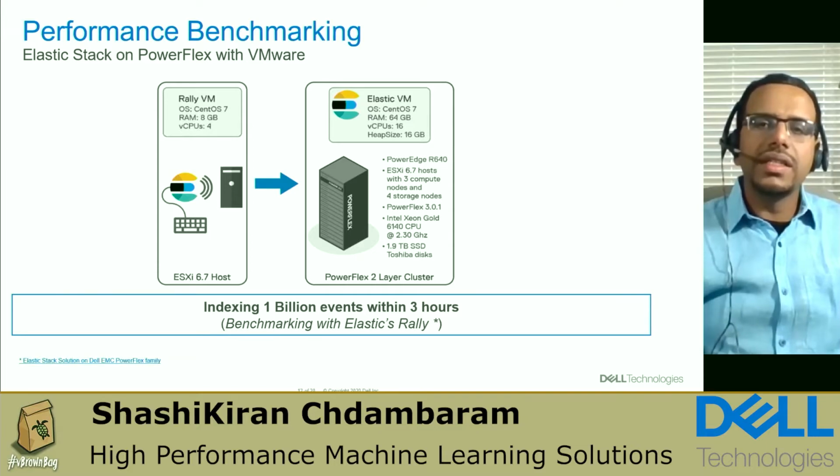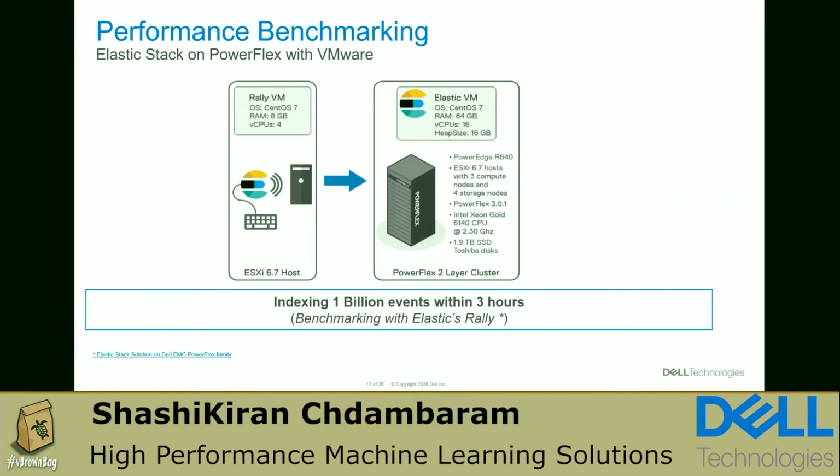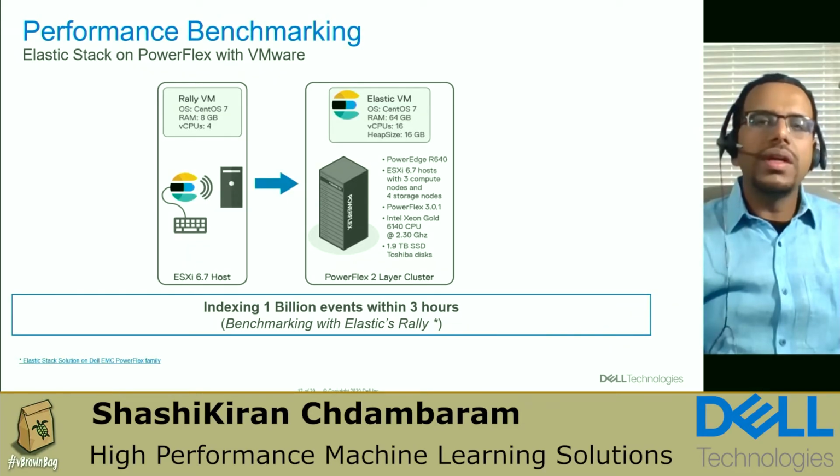So as you can see on this ESXi 6.7 based PowerFlex cluster, we were able to achieve more than 1 billion events within 3 hours. Again, this is a very basic 4 storage node cluster. As you can see, it's a very starting point of a PowerFlex cluster with a 4 node storage only cluster. We were able to hit more than 1 billion events within 3 hours. And this is the kind of performance you can get. So these numbers are phenomenal.